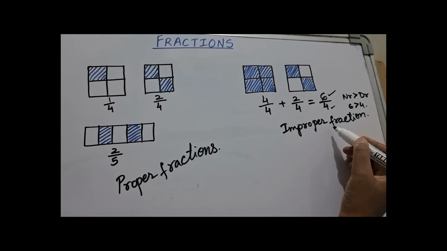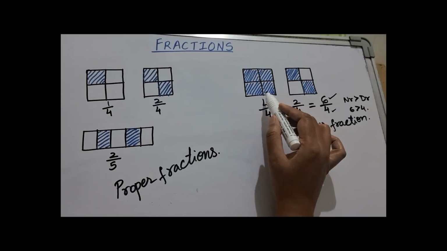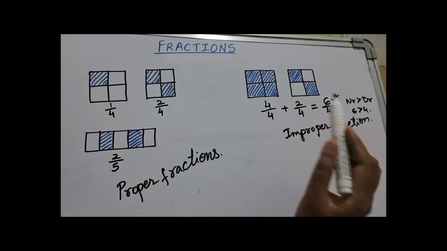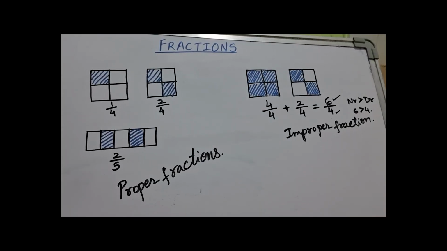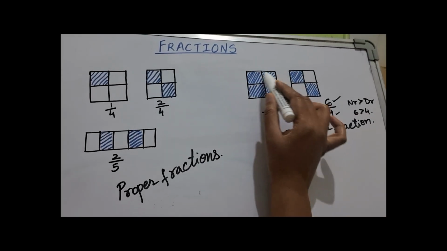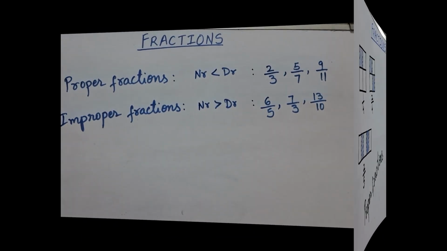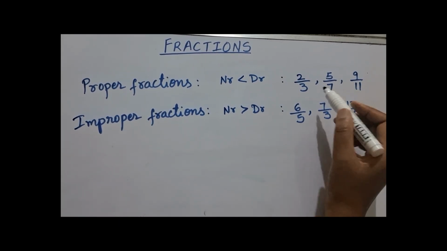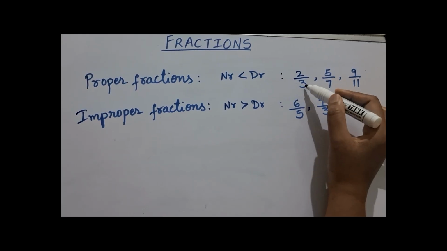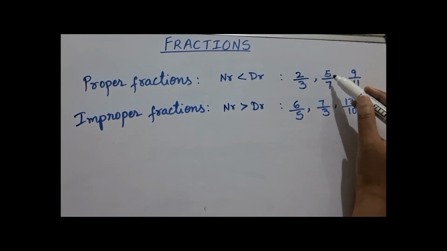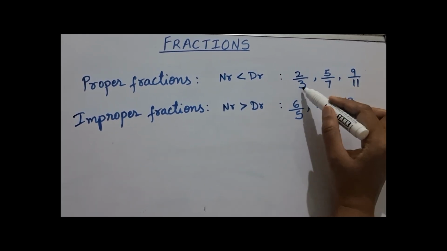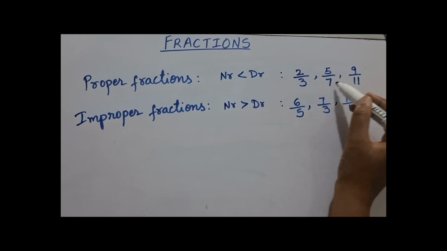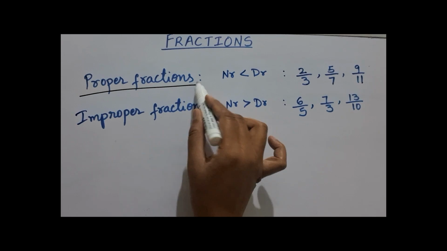In an improper fraction, definitely a whole part can be there. One whole part or two whole parts, or it may be more. So the proper fractions are those fractions in which the numerator is less than the denominator. Here we can see some examples. In these three fractions, the numerator is less than the denominator. Such fractions are called proper fractions.